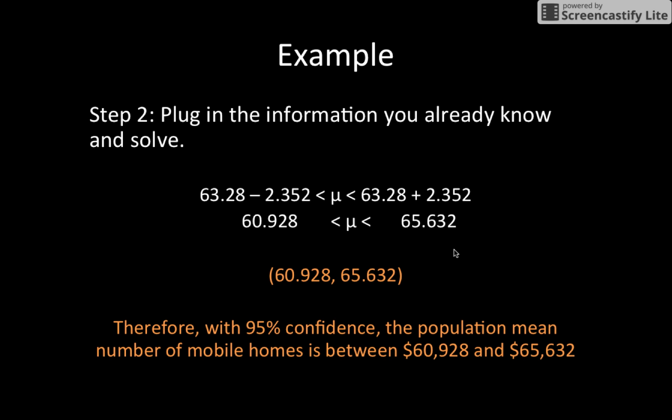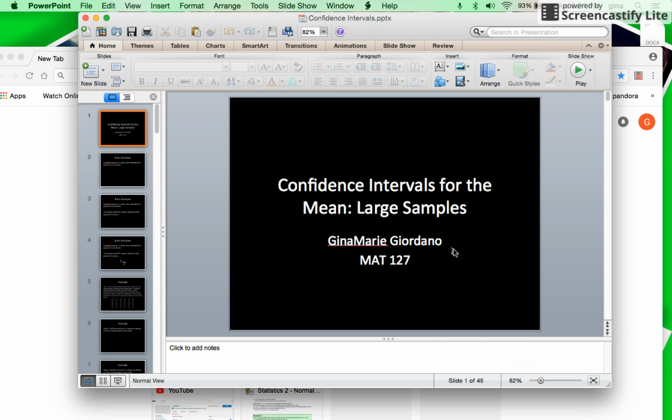Therefore, with 95% confidence, the population mean price of all mobile homes is between $60,928 and $65,632. And that's it. I hope you enjoyed.